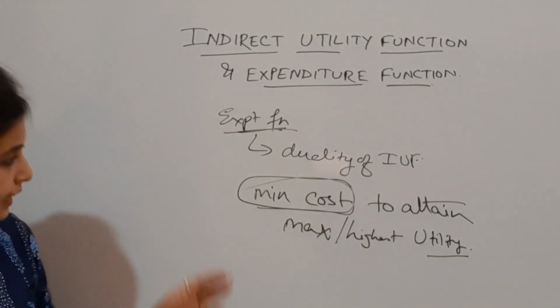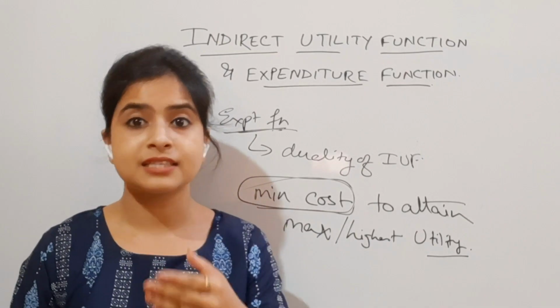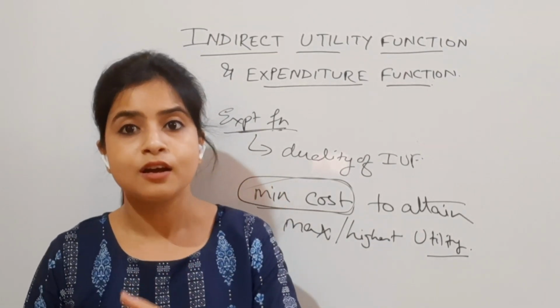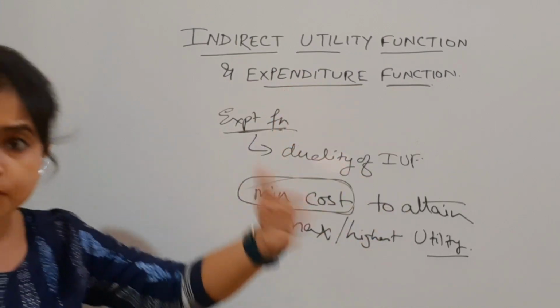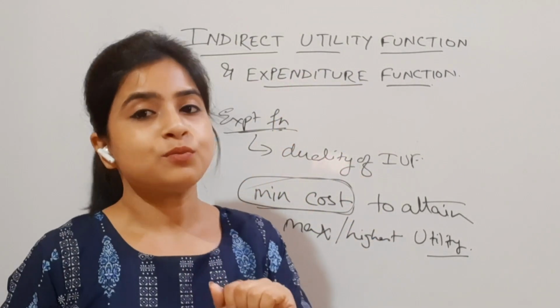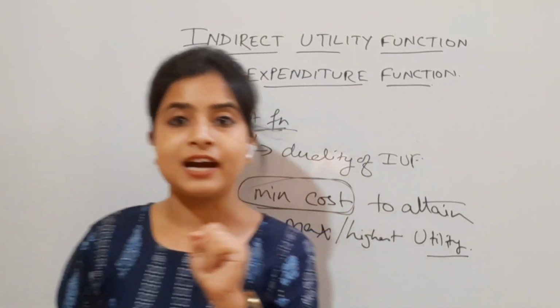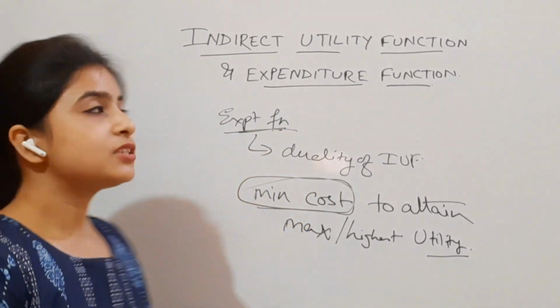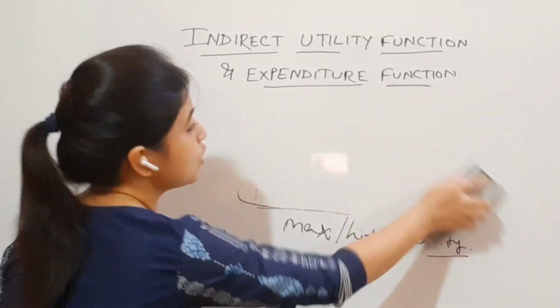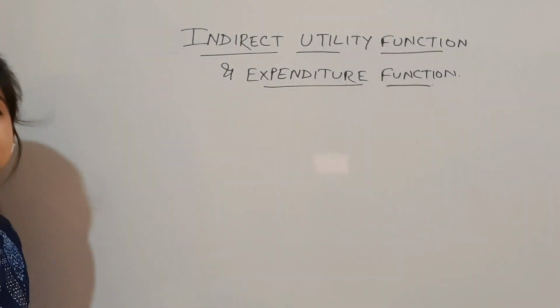Alright, in a moment I will be discussing the objective function as well as the constraint for the indirect utility function as well as the expenditure function. But before that, I would like to point out one more important thing regarding the indirect utility function. It is very much related to the utility maximization problem.